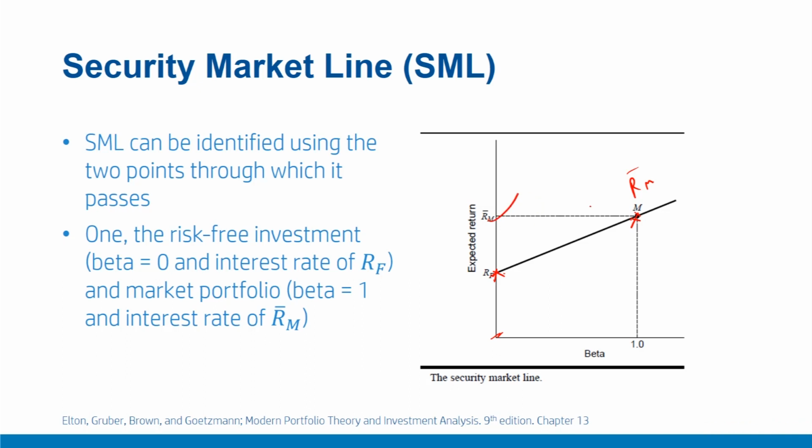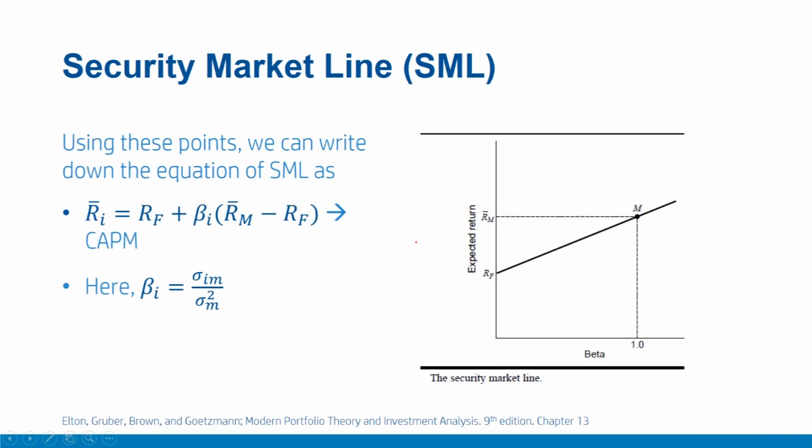So we can easily identify the equation of this line as follows. RI bar, for any security, the expected return if they are aligned to this SML, RI bar equals RF plus beta times RM bar minus RF, which is precisely the CAPM. So the equation of this SML or security market line is precisely the CAPM, where RI bar equals RF plus beta I times RM bar minus RF. Here, beta is sigma IM upon sigma M square.